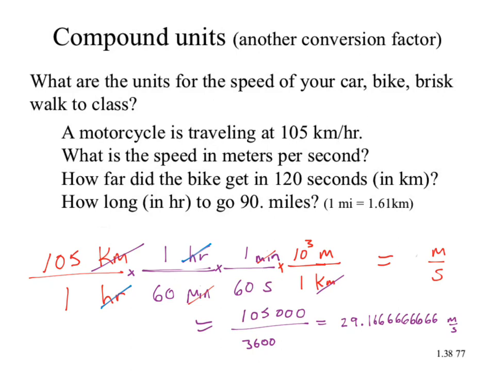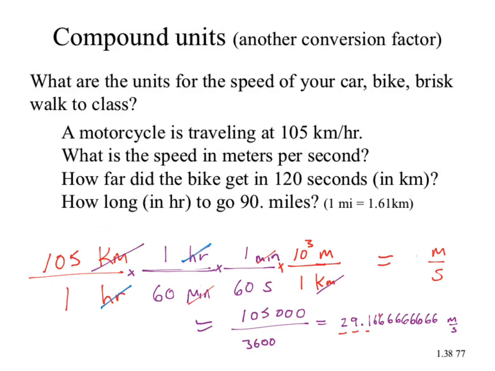3 sig figs. Why 3 sig figs? Because it's given. We were given 105 kilometers per hour. That's our start with 3 sig figs. The conversion factors in between were all definitions, so those are all infinite sig figs. My answer needs to be reported to 3 sig figs.